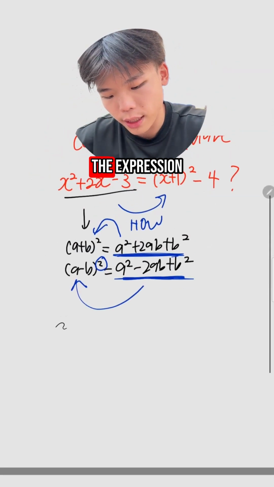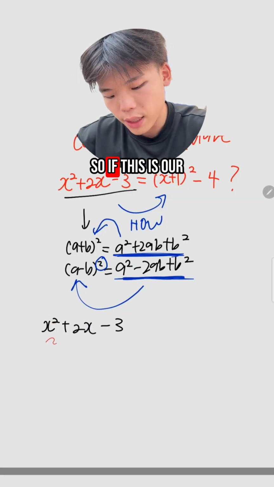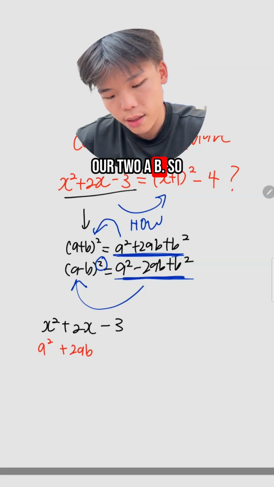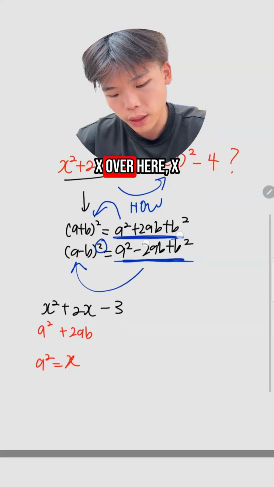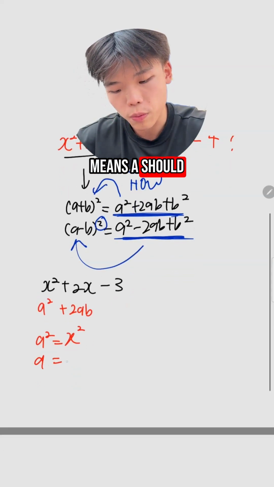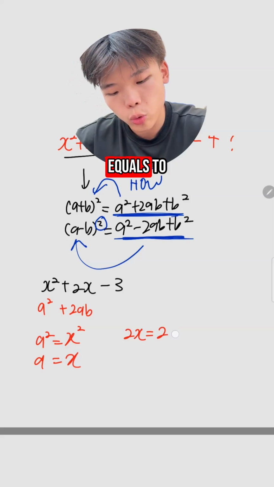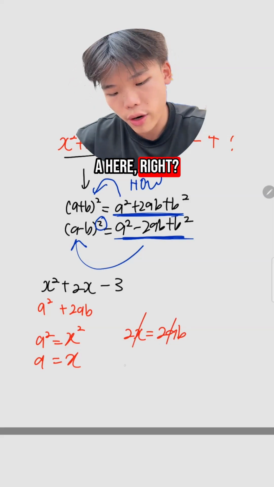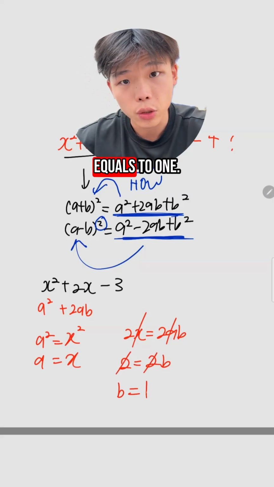So I'm just going to write down the expression first: x² + 2x - 3. If this is our a², and then here is our 2ab, then if we do a direct comparison, a² is x², that means a should be x. Fairly straightforward. So if 2x equals 2ab, I can strike out the x here and the a here, and then 2 equals 2b, I can strike this out. We get that b equals 1.